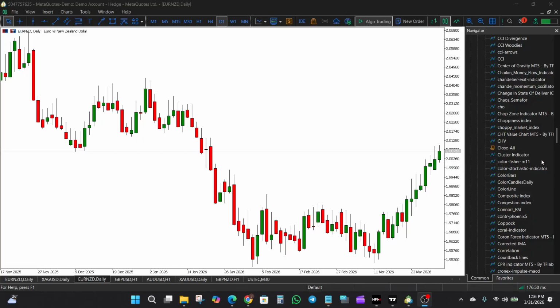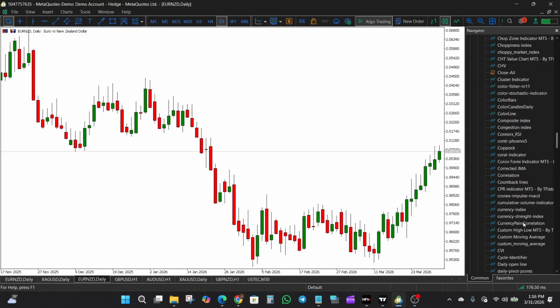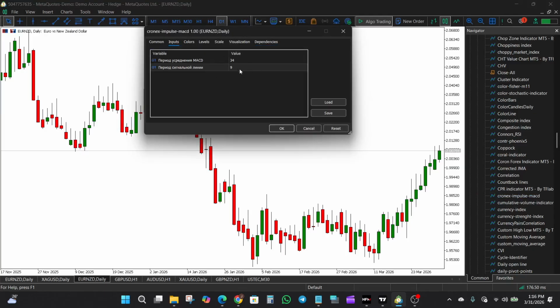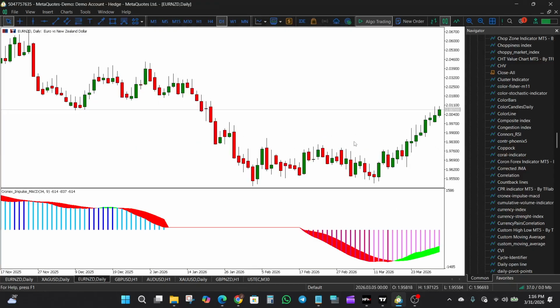Okay, so let us start by adding the indicator to the chart. Here we go, drag and drop. Ensure that the allow DLL imports box is checked. As for the input settings, feel free to modify the values according to your taste, depending on how sensitive you want the indicator to be.